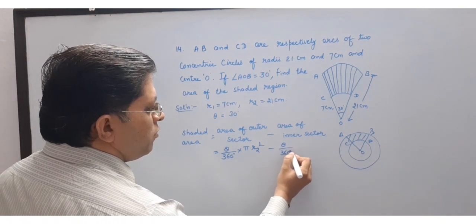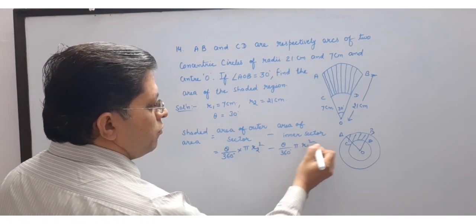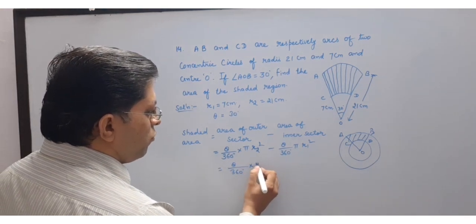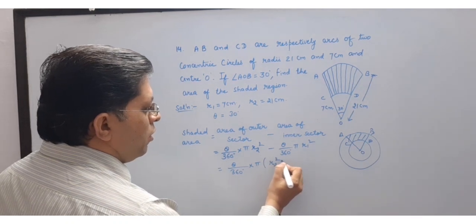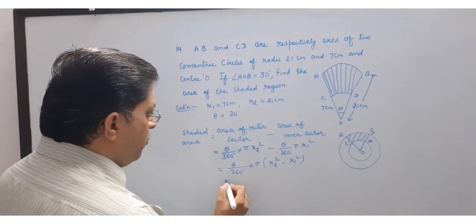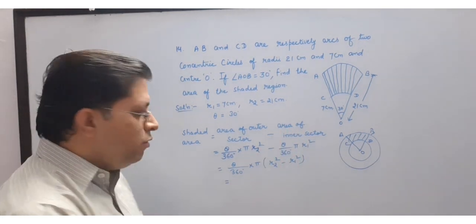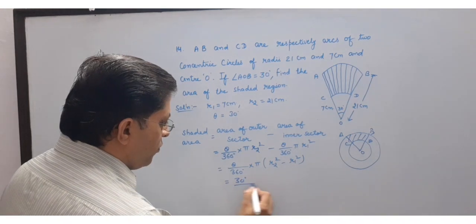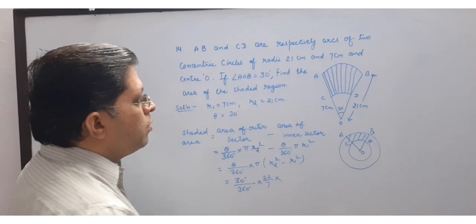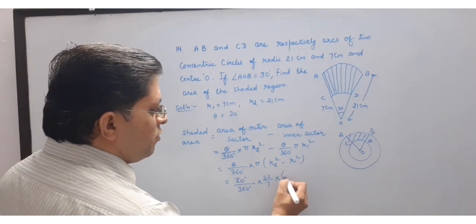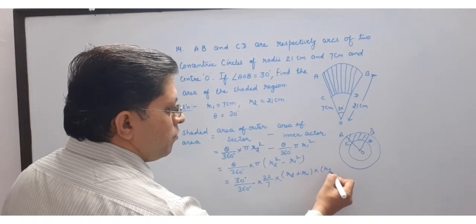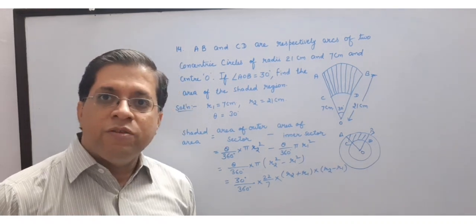Theta upon 360 degree pi R1 square. Theta upon 360 degree is common, pi is also common, and here R2 square minus R1 square. Put values. Theta is your 30 degree, no? 30 degree upon 360 degree, 22 upon 7. You can write this as R2 plus R1 and R2 minus R1, A plus B and A minus B.